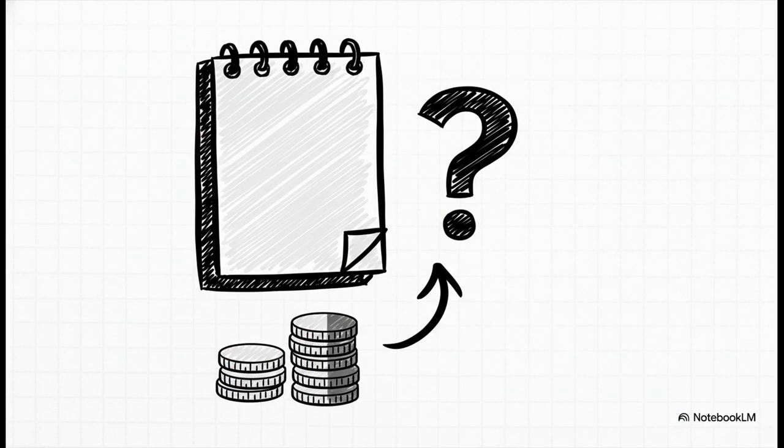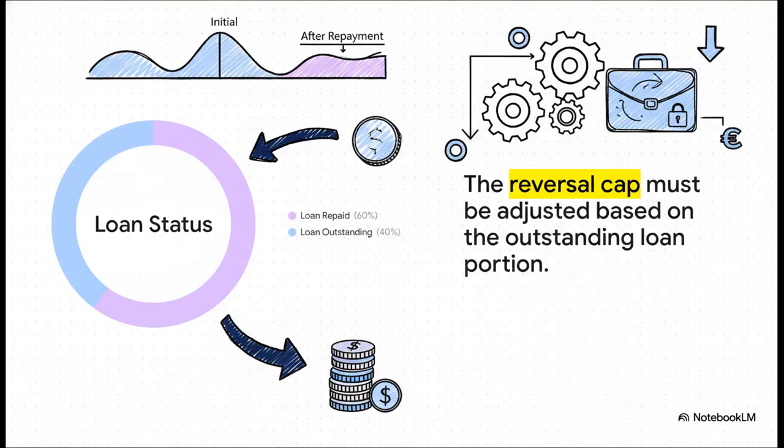All the logic we've built so far needs one final layer when the loan principal itself changes. It all comes down to keeping things proportional. So let's just say that 60% of the original loan has now been repaid. That means only 40% is still outstanding. This one simple fact completely changes how we apply that reversal rule we just learned about.